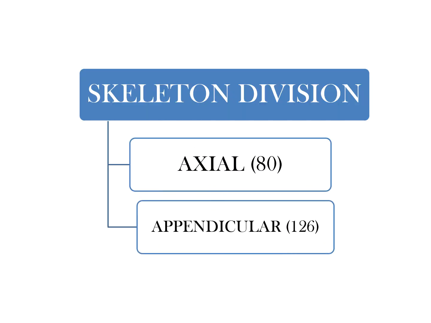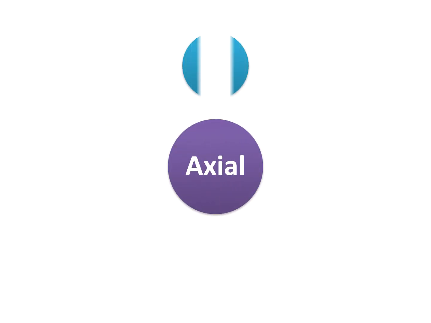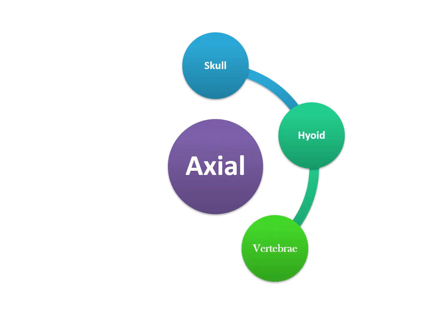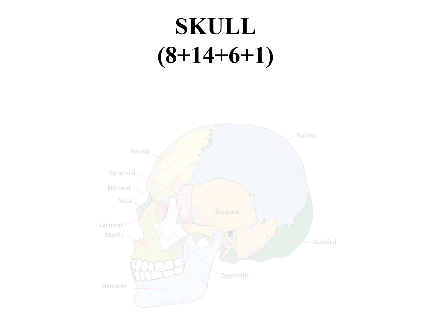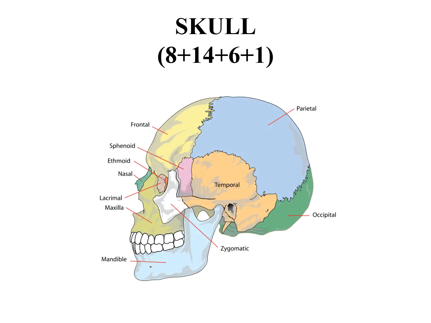Coming to the structural division of the skeletal system, we have two divisions, that is the axial system and the appendicular system. We have a total of 206 bones. Among that, the 206 bones are divided into axial 80 and appendicular 126. The axial system consists of the skull, hyoid, vertebrae, ribs and sternum. The skull is further classified as 8 plus 4 plus 6 plus 1.